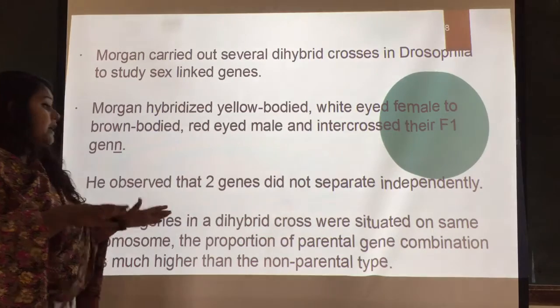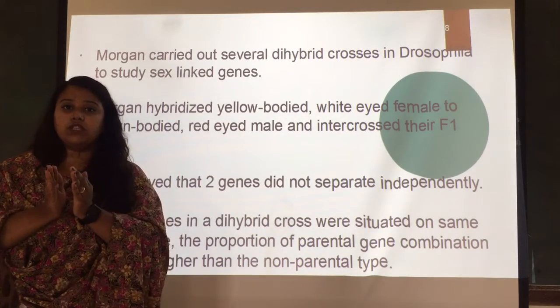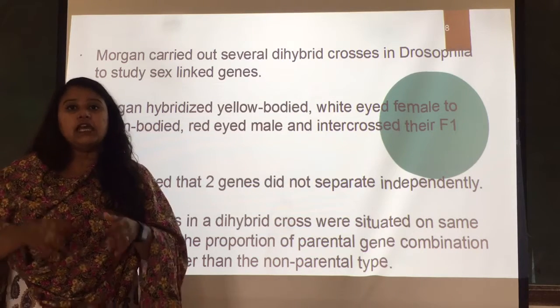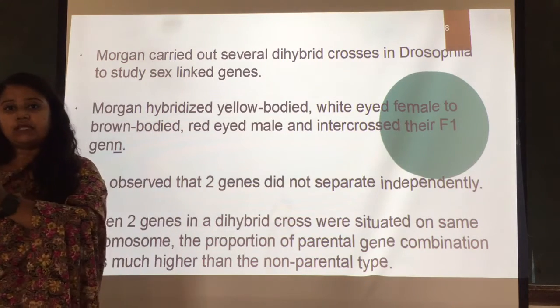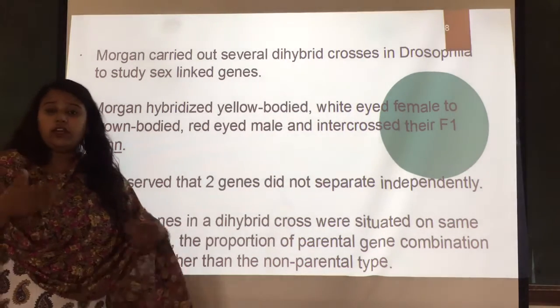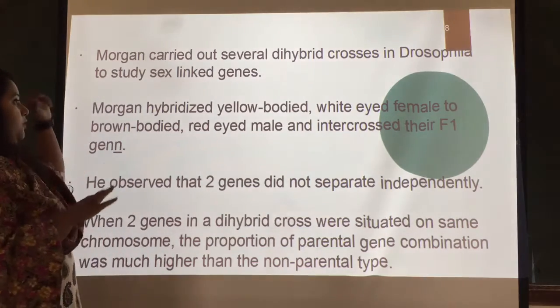Non-parental type we can depict as recombination. So here, when the particular genes are present nearby to each other, the chances of recombination are very less. And when the genes are present far from each other, the amount of recombination is low.